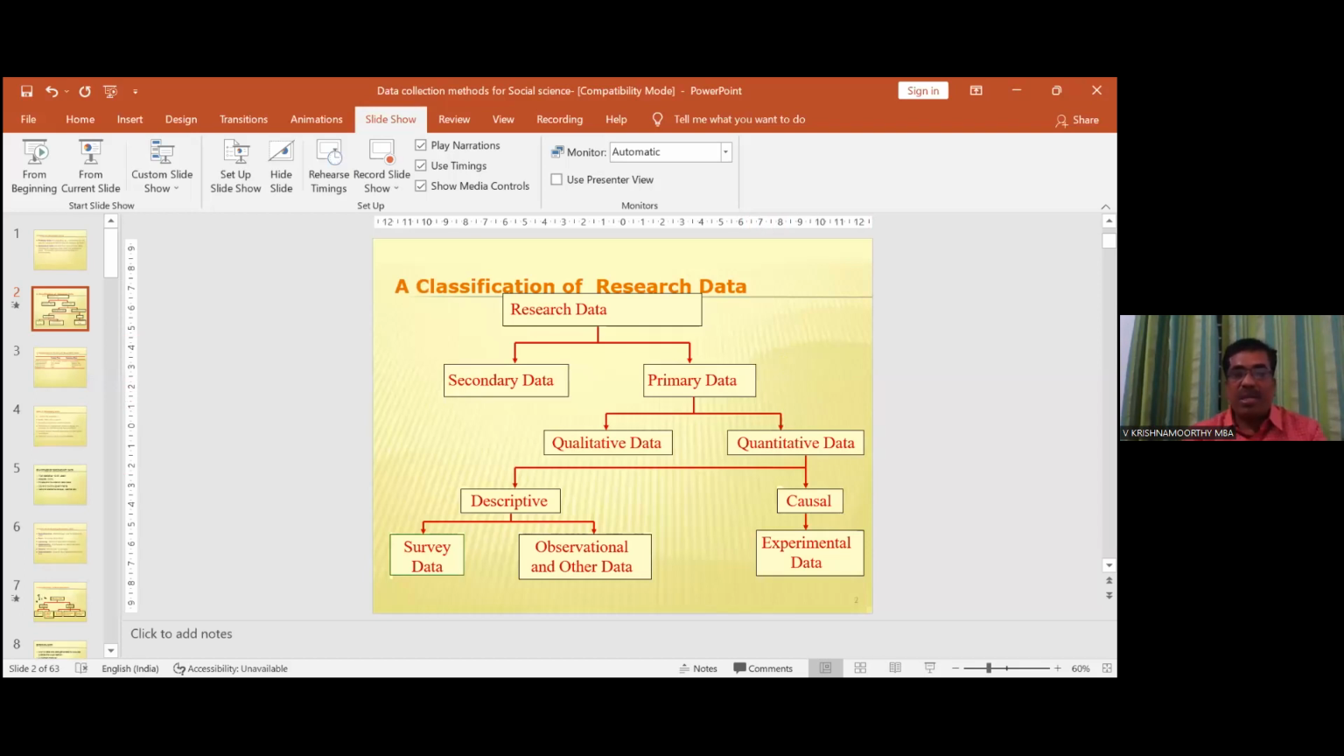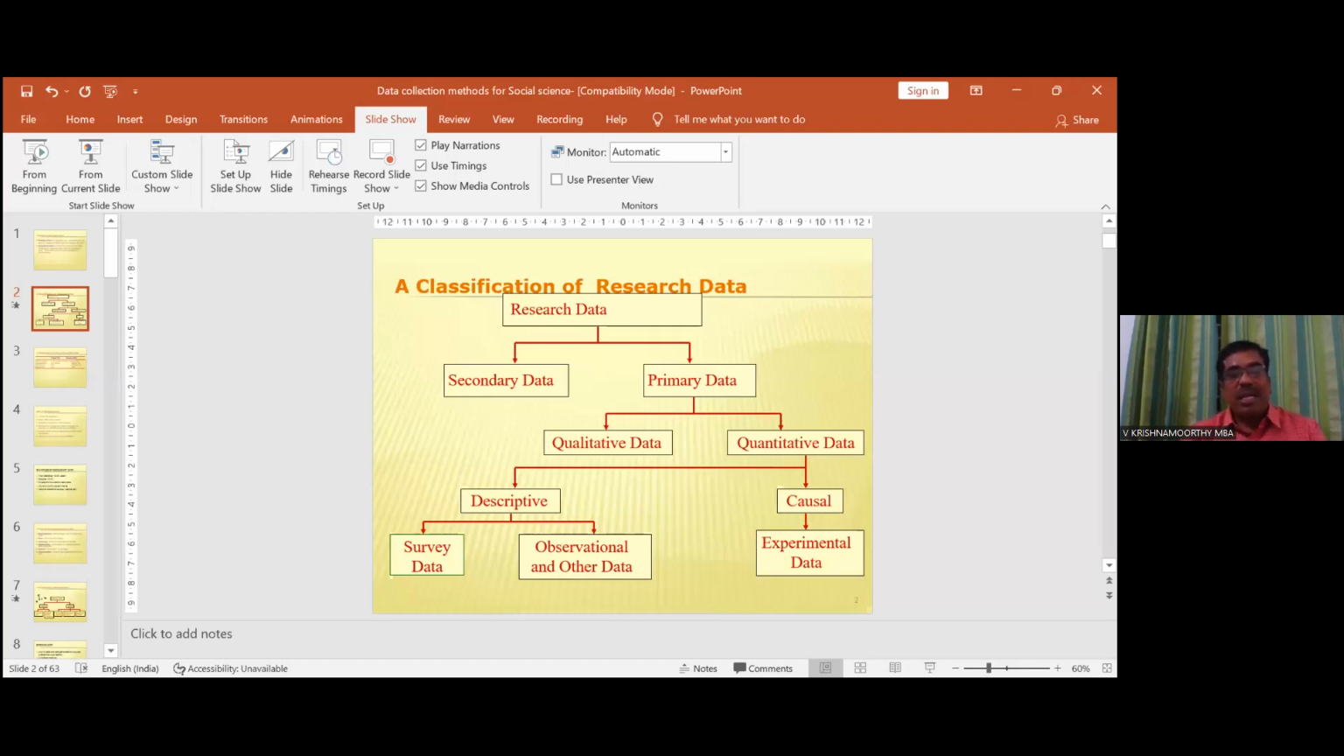Today we are going to discuss what quantitative data is and how it can be collected, what qualitative data is and how it can be collected, what the major differences are between qualitative and quantitative data, and what nuances are to be followed while collecting qualitative and quantitative data. This is what we are going to discuss. So primary data can be classified into two types: qualitative data and quantitative data.